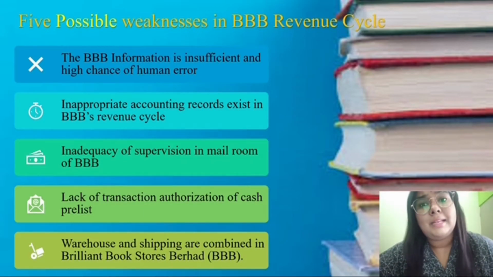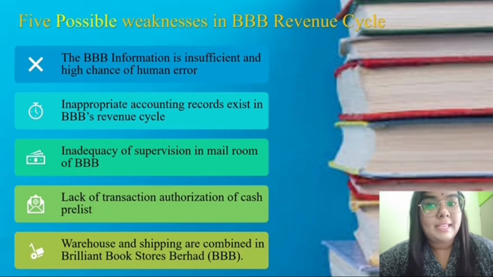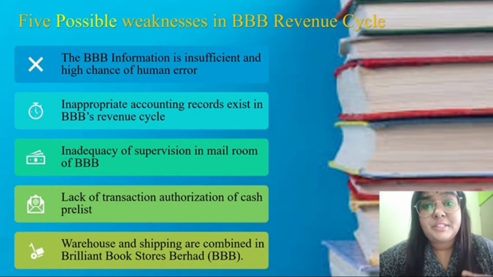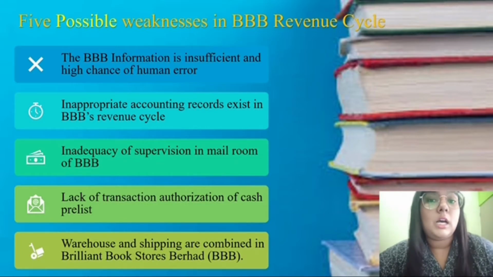The next one is lack of transaction authorization of cash release. The clerk of Brilliant Bookstore Berhad is also unable to send the copy of the remittance list to the accounts receivable department, the cash receipts department and the general office. Consequently, the cash release is unable to provide proper verification that the customer's check and remittance advice match in the amount.